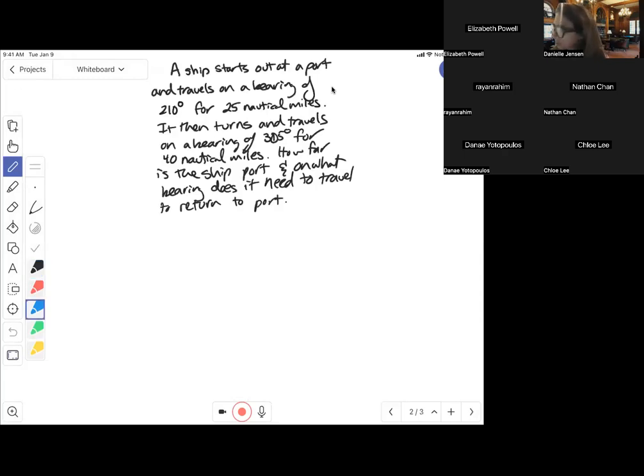Okay, so we're starting out at this port. And remember, when we start out, we always draw this. I find it helpful, especially with non-right triangles, to draw this north, south, east, west line. We're traveling on a bearing of 210. So from the north, we'll go a little bit more than 180. I tend to fill in the angles as I go. So that would be 10 degrees. And this angle here between the west line and my line of travel would be 80. And so I'm going for 25 nautical miles.